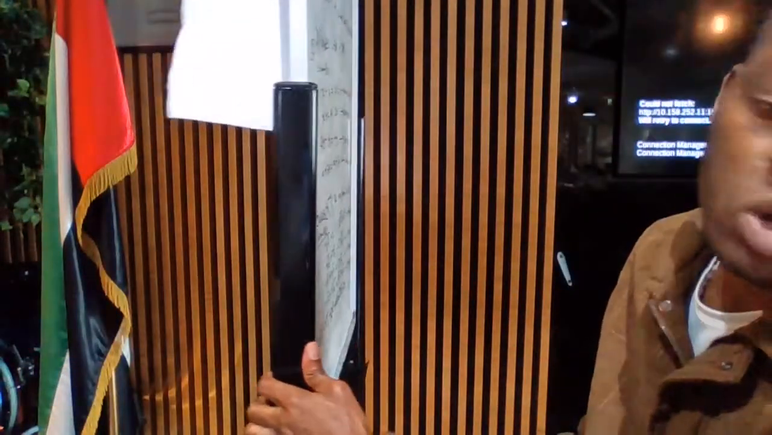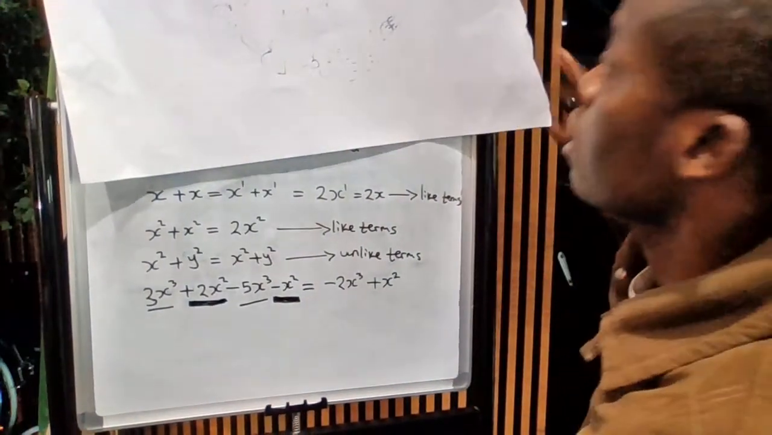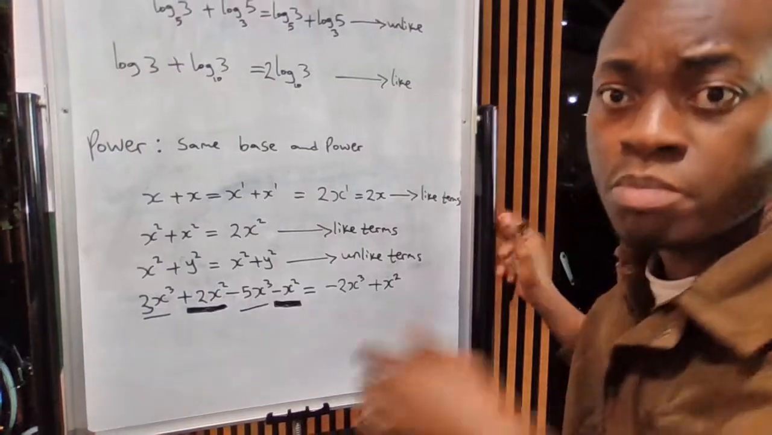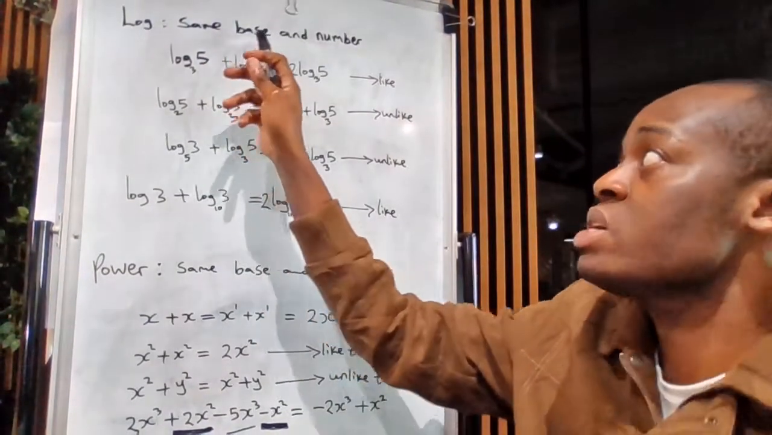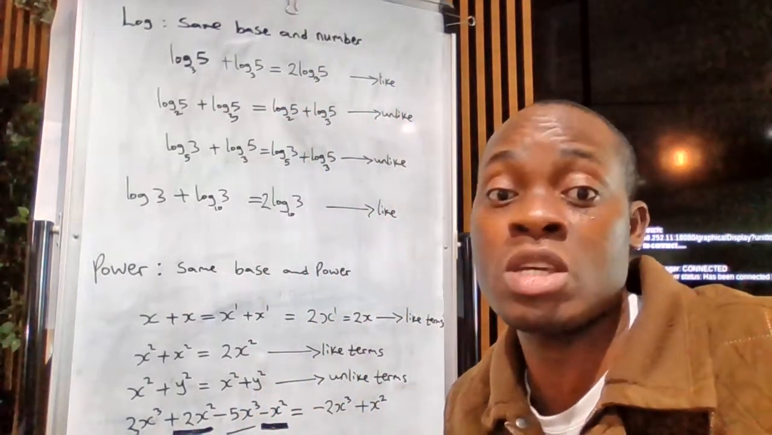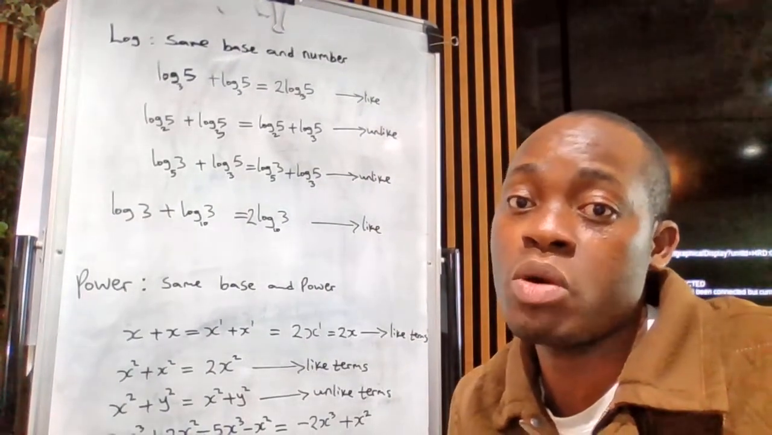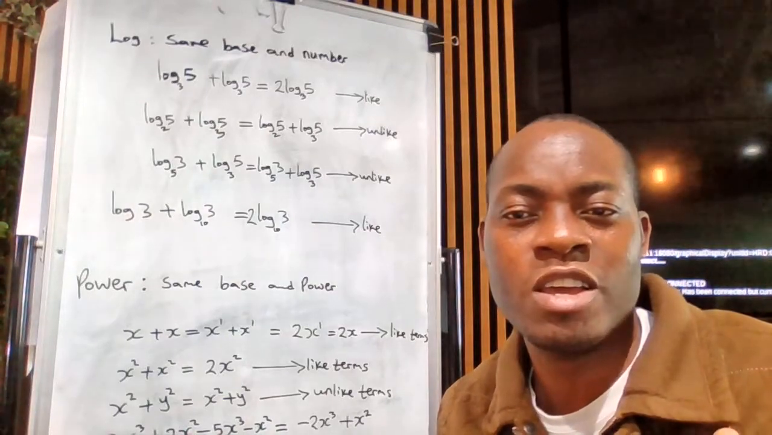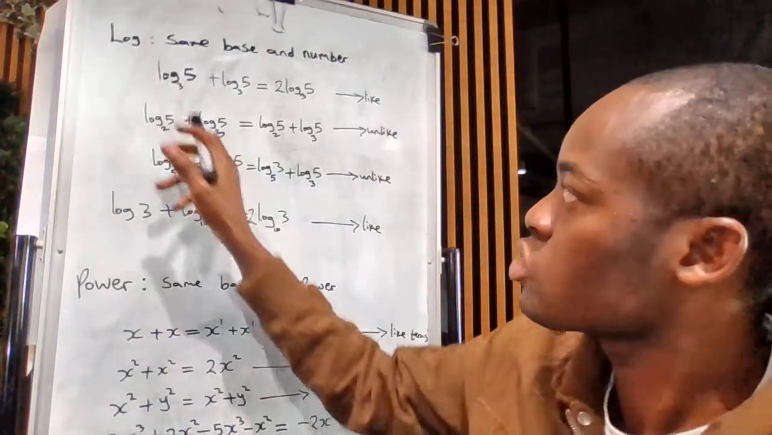The other one we are going to be looking at is the logarithm and power. Under the logarithm, before an entity can be referred to as like terms, they must have the same base and number. It's quite unfortunate that some students cannot even pronounce logarithm of an entity very well. For example, log 2 base 3. There is a way you pronounce it, there is a way it is written. So let's look at it.